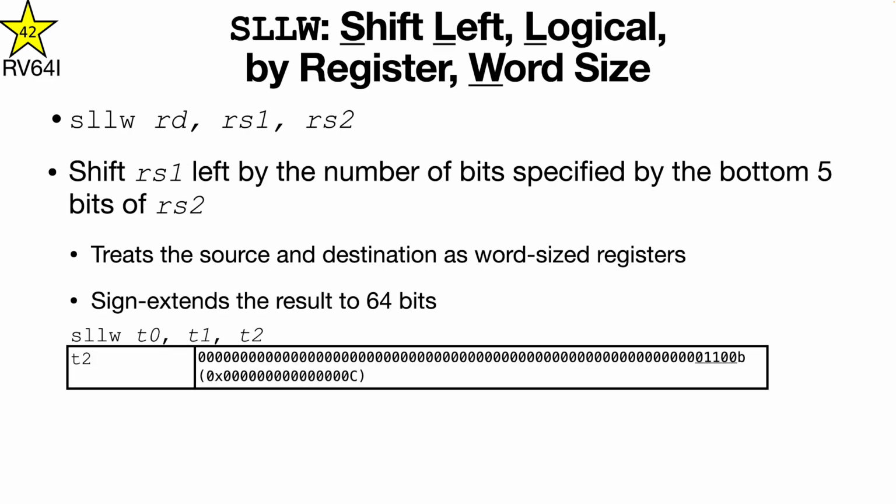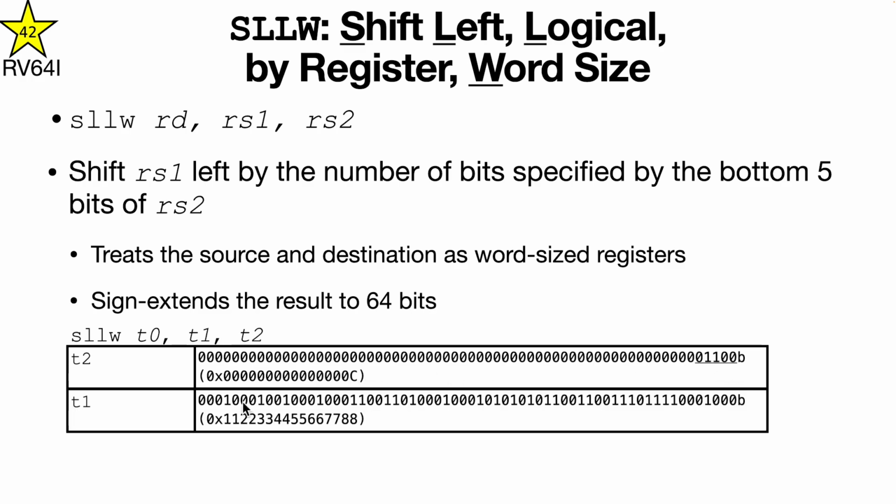So let's look at a concrete example. We've got SLLW, T0, T1, T2. The bottom 5 bits are set to C for a 12-bit shift. And now we're going to use the constant value 112233 all the way up to 88. And now we are going to take T1, treat it as a word size register. So lop it in half, only focus on the 55667788, and shift that over by 12 bits.